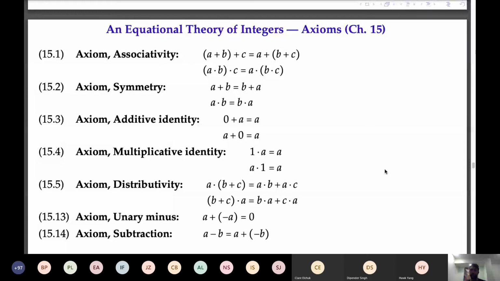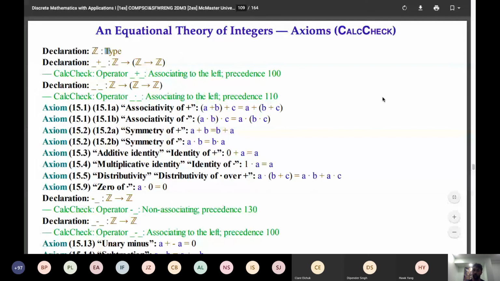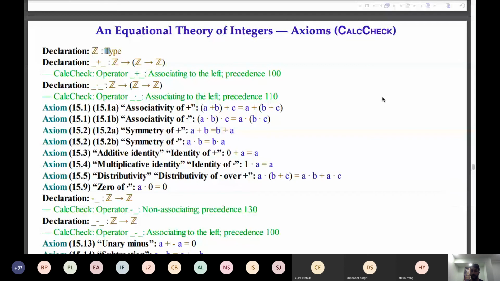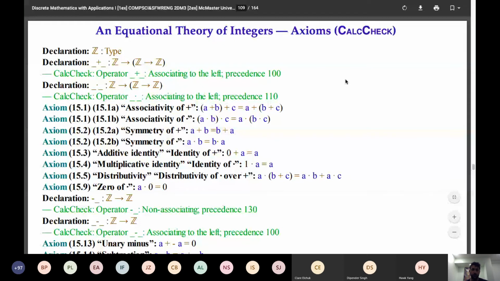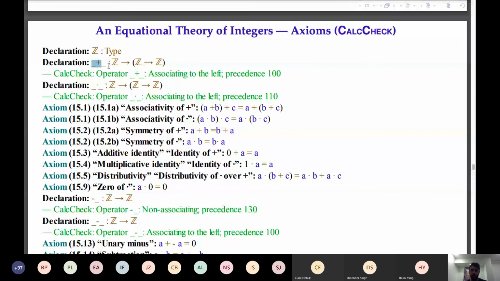We have a declaration that this double stroke Z is a type. The letter Z is because integers historically have Germanic roots, the theory of integers, and I think the word is Zahlen, and that's why we use the letter Z. But maybe we'll check with Professor Kahl. He's actually German. Then the underscores just denote position, and then we just write down all of our theorems. And CalcCheck tells us about precedence, which I mentioned a moment ago, and whether things associate, and other interesting things that we'll get to later on in the class.